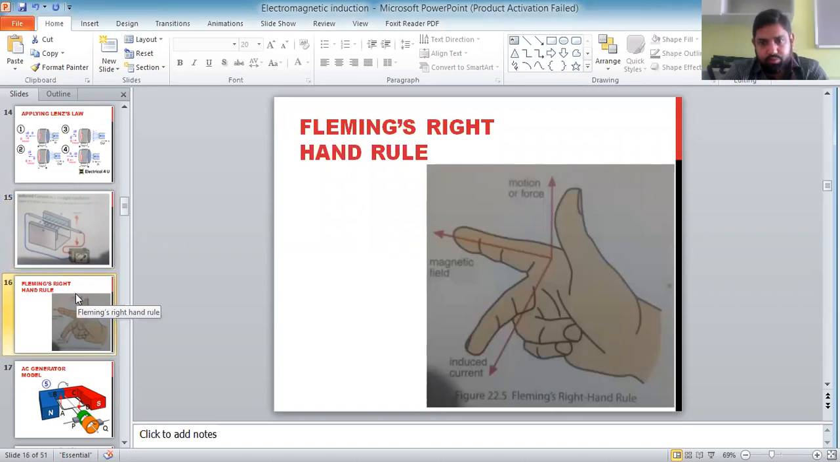Let me share one thing with you. Students sometimes mix up these rules, because in the topic of electromagnetism and electromagnetic induction, we use the right hand grip rule for the magnetic field of a wire, then for the solenoid, and then here we are discussing Faraday's law, and then we discussed Fleming's left hand rule and Fleming's right hand rule. So you need to use some mnemonics here.